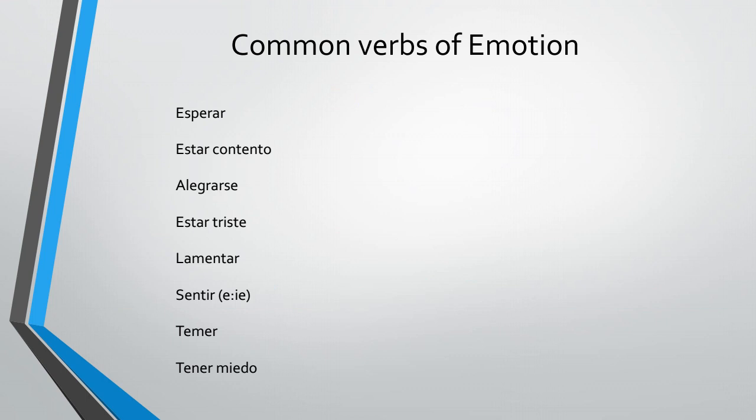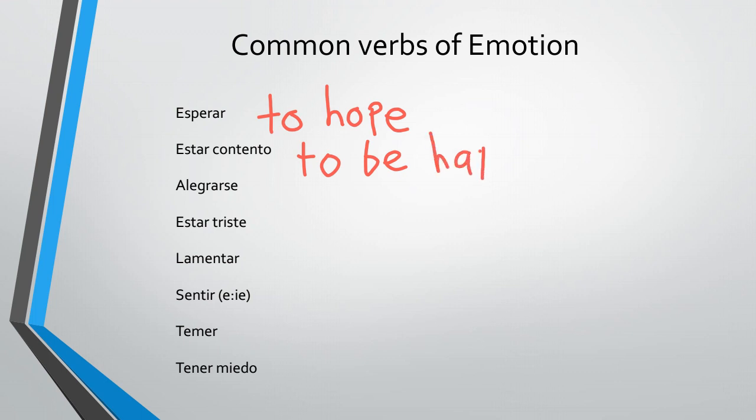All right, so as we start reading and writing sentences expressing emotion with the subjunctive, there's going to be some really important vocabulary words that you need to know. Some of these you might recognize, you might have seen them before on a vocabulary list. So esperar means to hope. Can also be to wait. Estar contento is to be happy. Could also be translated as to be content. That's what it actually looks like.